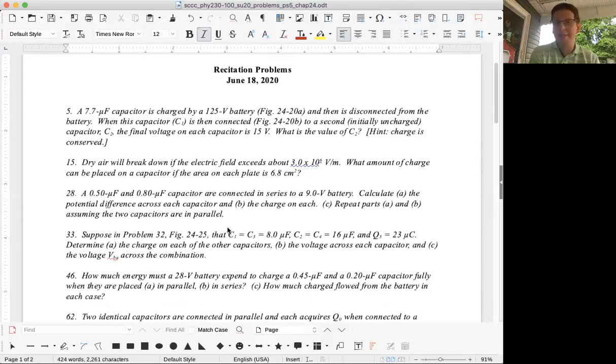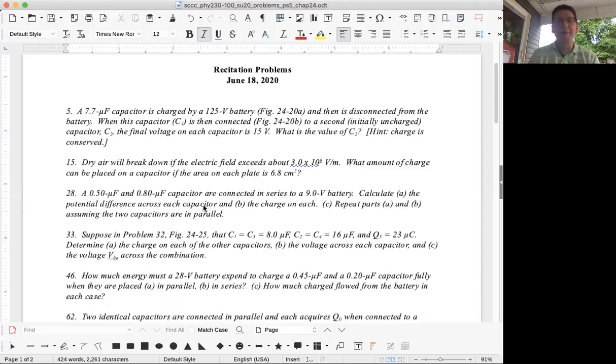And so in this case, the final voltage on each capacitor is 15 volts. And so that will tell you what the value of C2 is. And so the total charge on each is equal to the initial charge. So some of the initial charge on C1 goes to C2 until they both have the same potential difference.